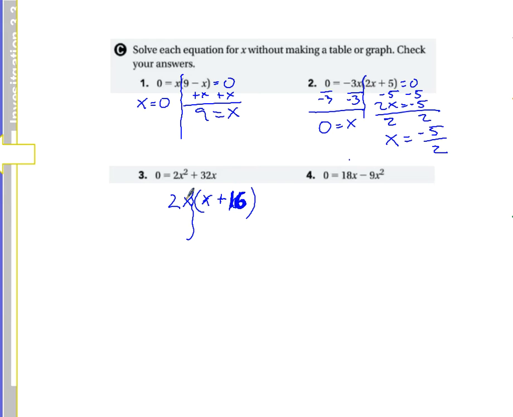All right, so that's the same as the other two. So we know that x is going to be equal to 0. Over here, x will be equal to -16, because -16 plus 16 is 0.